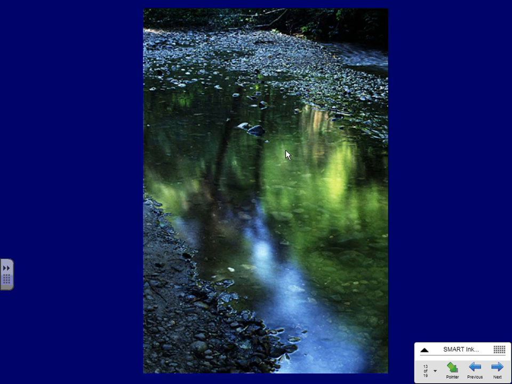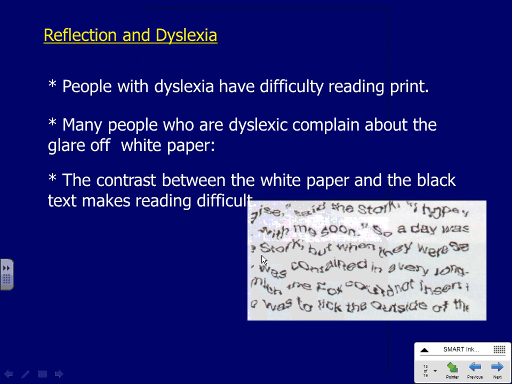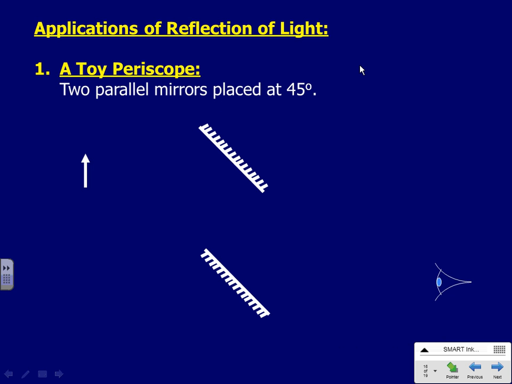All right, okay. So let's talk about a few other things here. Let's not write this one down. It is in the textbook, but I don't usually have people write it down. I didn't realize this. The textbook does have a reference to it. People with dyslexia have difficulty reading print. Many people who are dyslexic complain about the glare off of the white paper. The contrast between the white paper and the black text makes it difficult reading. So some people can be helped by colored filters. That's a reflection thing. Let's talk about applications of reflection of light.